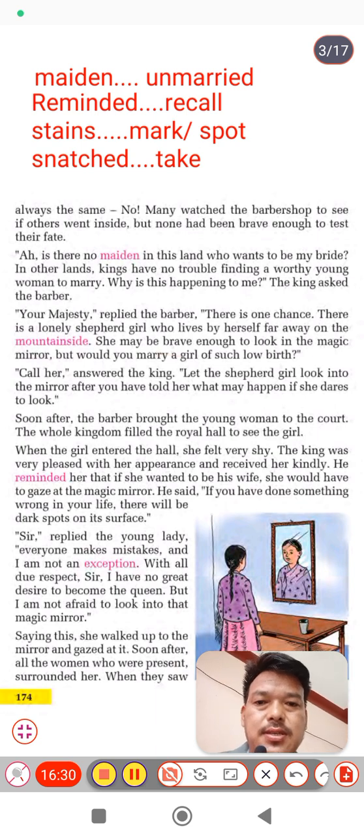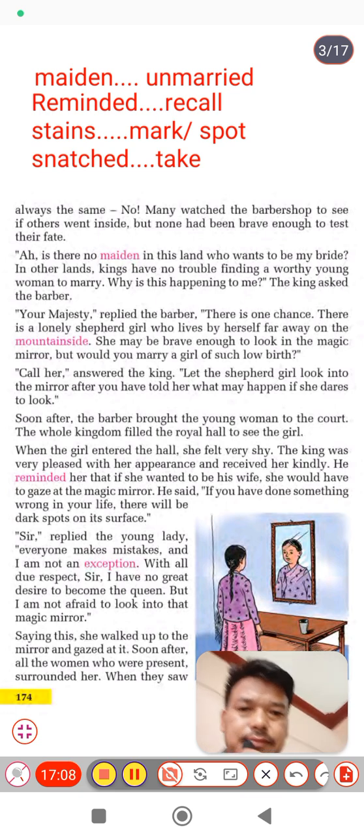She may be brave enough to look in the magic mirror, but would you marry a girl of such low birth? Low birth means she is very young. The barber suggested to the king that there was a girl who lived far away on the mountainside, and she was brave enough to look at the magic mirror, but it was up to him whether he would marry such a low birth girl.